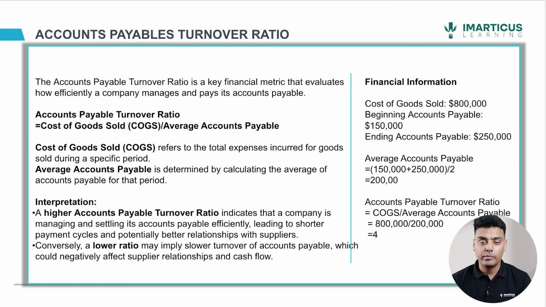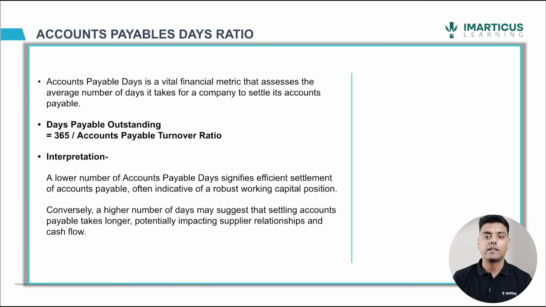A higher ratio means that I am able to make my repayment promptly. This could mean my vendor has a good relation with me. A lower ratio means that I am taking my own sweet time to repay my vendor, therefore I might end up straining my relationship with my vendors. This ratio can be further analyzed using the accounts payable days ratio.